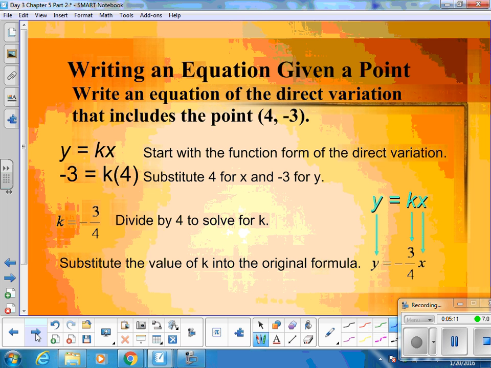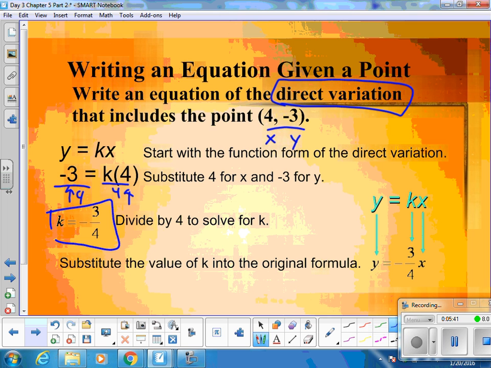Writing an equation given a point. So write an equation of the direct variation. That tells us if I have a direct variation, it's not going to have a constant. It's going to go through the origin. That includes this point. Well, we can go ahead and plug it in. We know what x is, and we know what y is. There's my y, there's my x. I can divide both sides by 4 to get my answer of k equals negative 3/4.